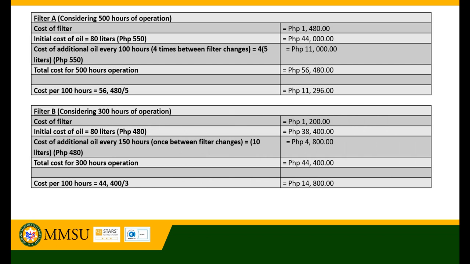Okay, let's consider filter B. Okay, sa filter B, 300 hours of operation. So initial cost of oil is 80 liters, no? Times 480 per liter. So meron tayong 38,400. And then don't forget, of course, to include yung cost ng filter, 1,200. Cost of additional oil every 150 hours. Ayan. So once lang, kasi nga 300 hours yung operation nito, ano? Okay, mag-add ka lang kapag 150 hours. So once ka lang mag-add.